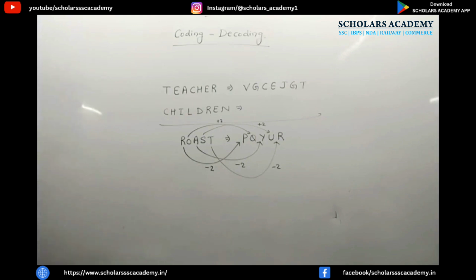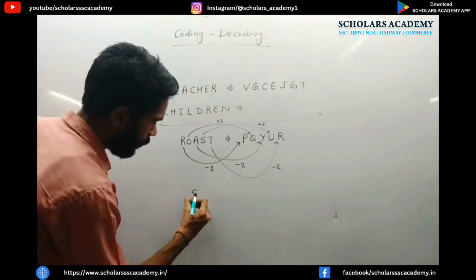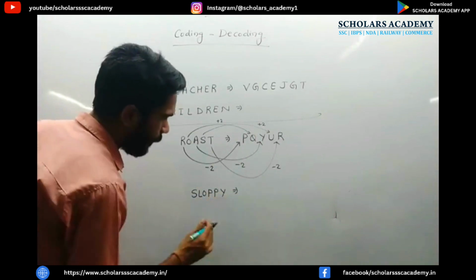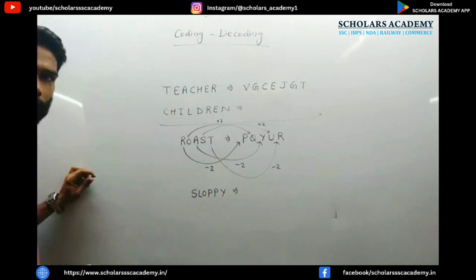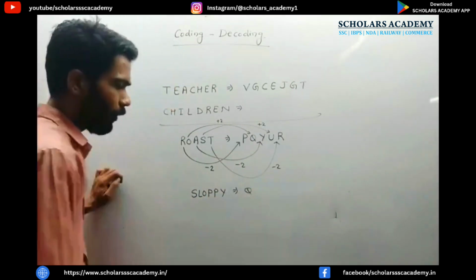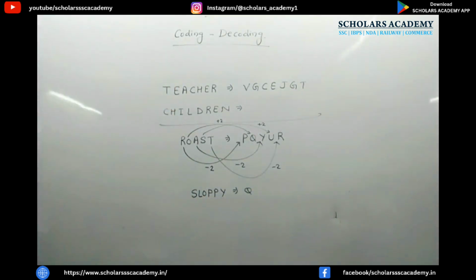So the word they have asked is floppy. Floppy. So F will be subtracted by 2. Okay? Q will be the code for that. S will become Q, and so on. You have to solve that. So if there is only one option from Q, then that is going to be the right one.